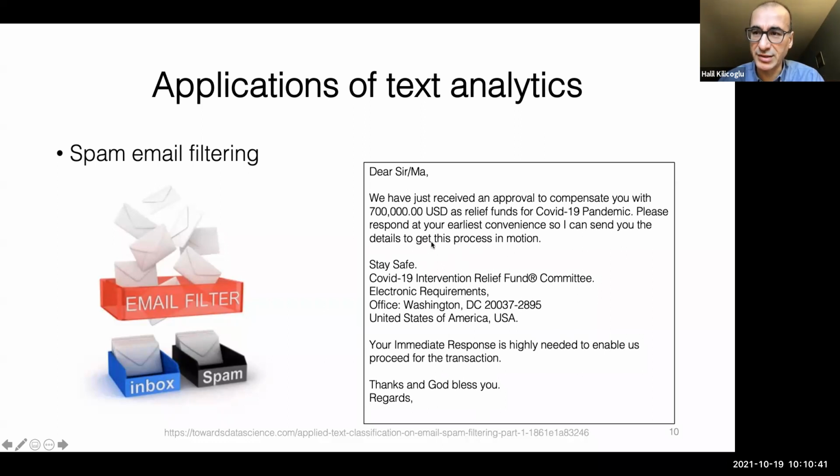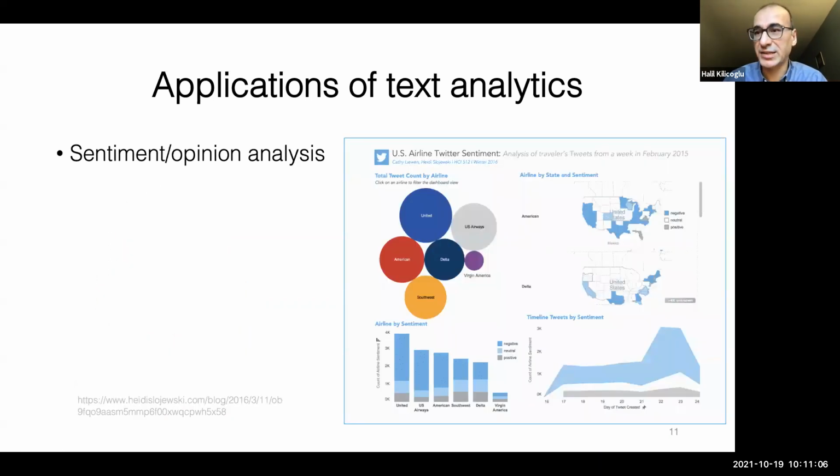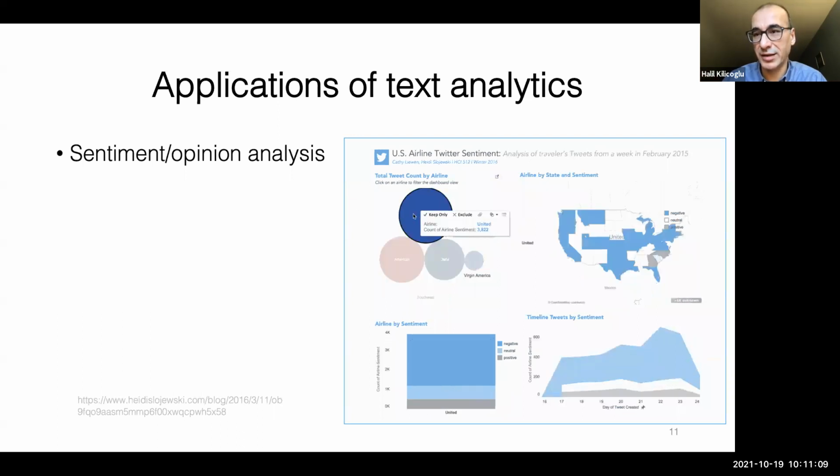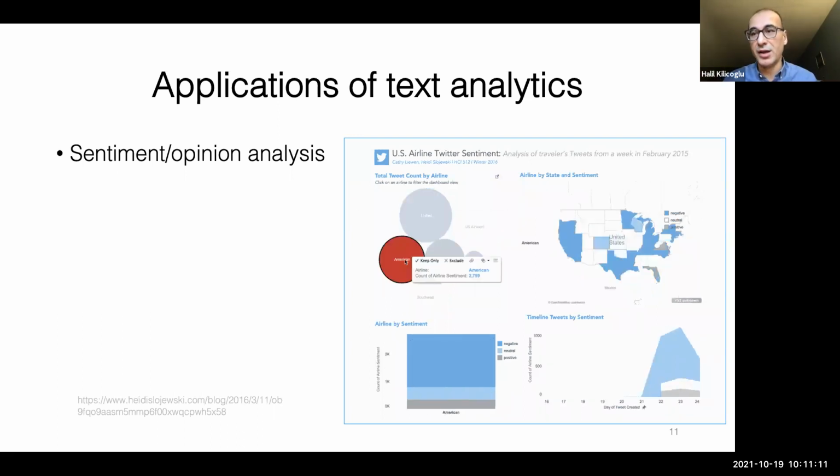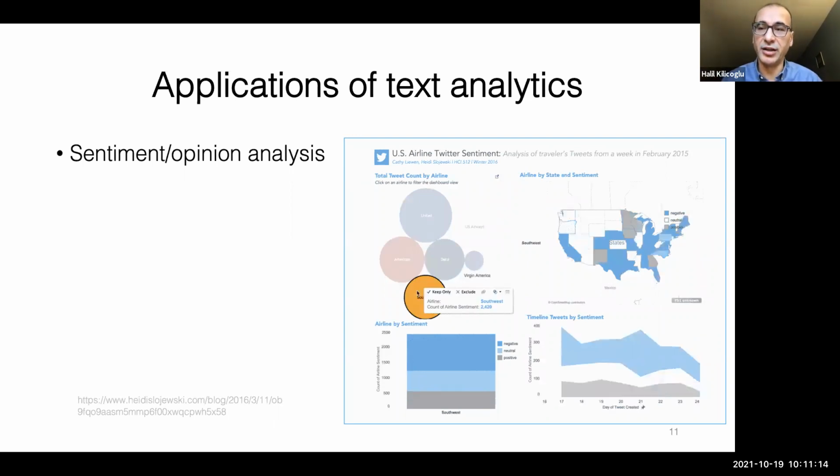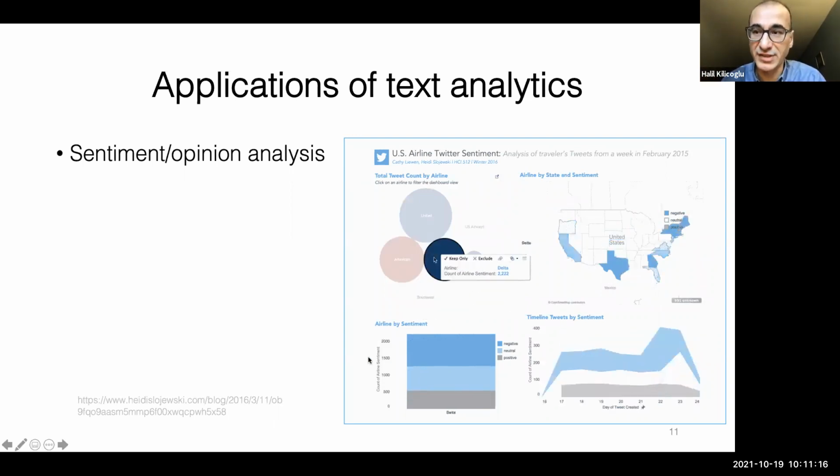It's well-formed sentences, but it's a spam email. And a text analytics tool would identify this as spam by the patterns it observes in this email. Words like compensate, $700,000, transaction. These are indicators that this might be a spam email. And a text analytic method would be learning this by training on a large corpus, a large data set of such emails.